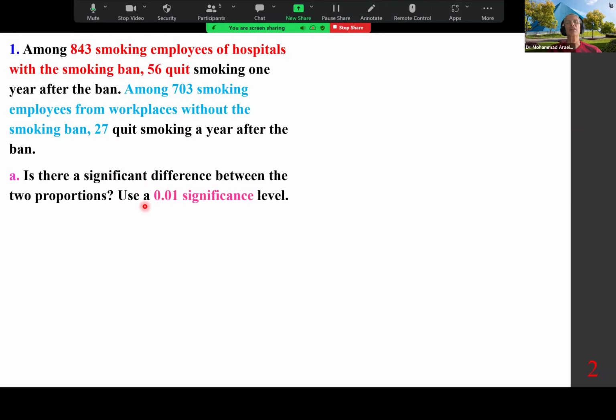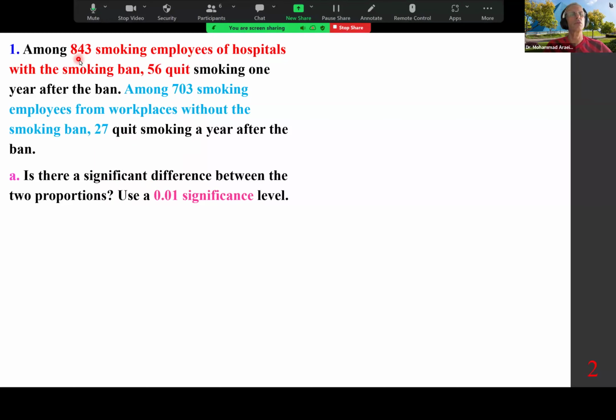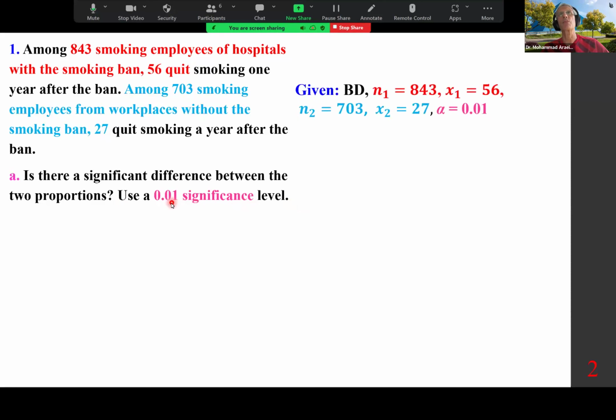So it's important to write the given. We are dealing with BD, binomial distribution, because there are two outcomes: either they quit or they don't. So in the first place, N sub 1 is 843 and X sub 1 is 56. In the second place, N sub 2 is 703 and X sub 2 is 27. And we are interested in the test of hypothesis with alpha being 0.01. So that's the given. There are some formulas we need to know.